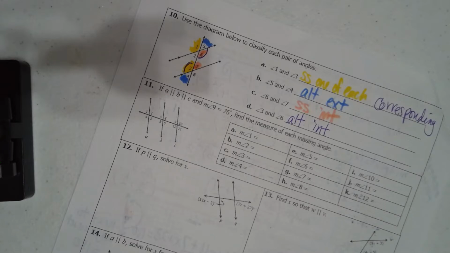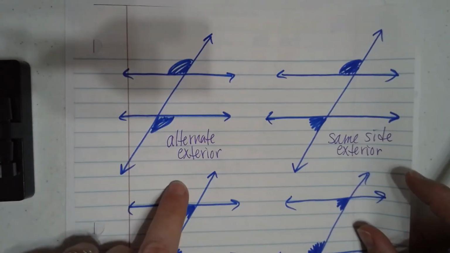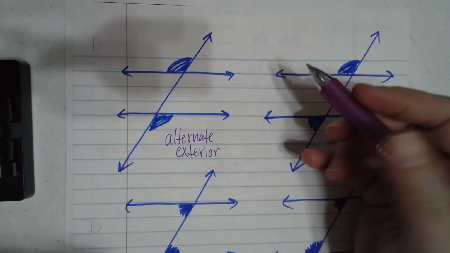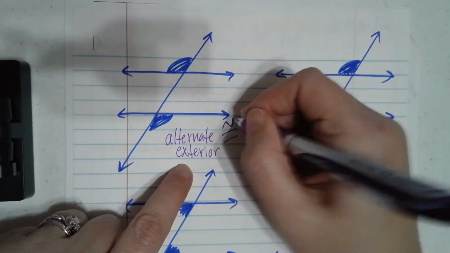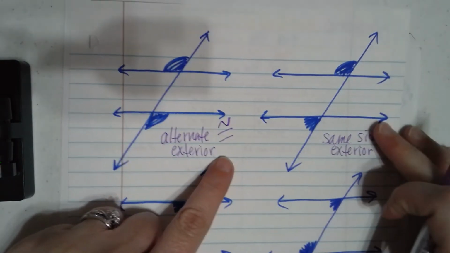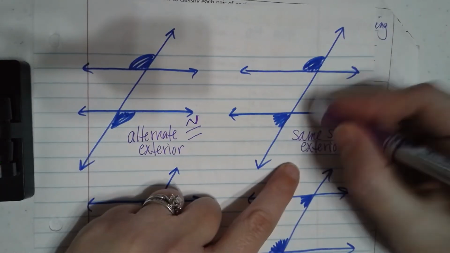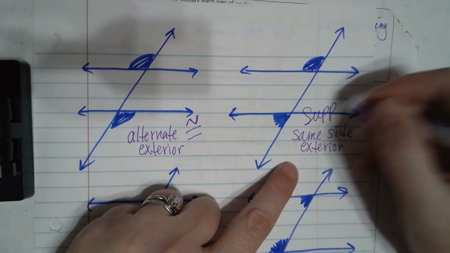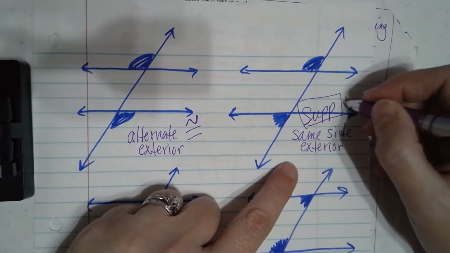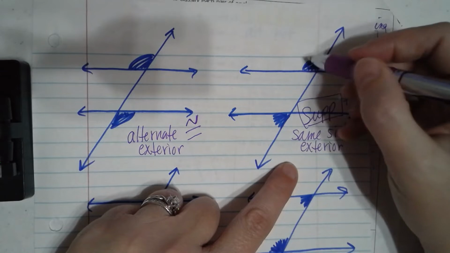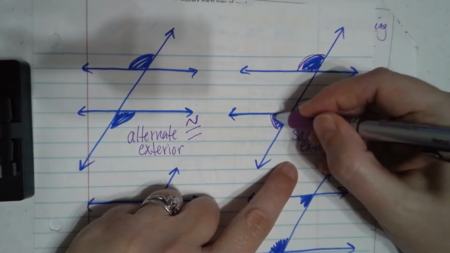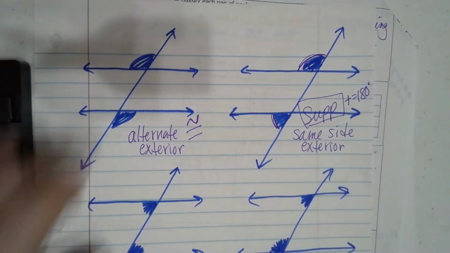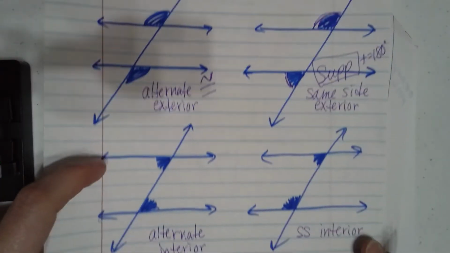Okay. Oh, one other thing I forgot to give you here is to tell whether these are congruent or not. Alternate exterior, these are always congruent. They are always exactly the same. Same side exterior, these are supplementary, which means they add up to equal 180. They are not the same. This angle is obtuse. This angle is acute. Therefore, they are not the same, and they will add up to 180.